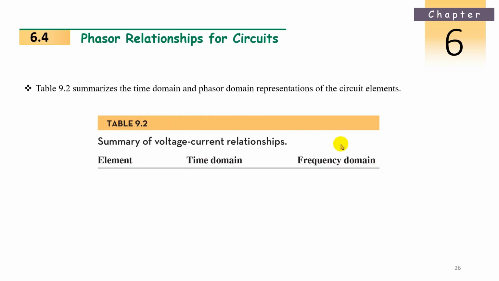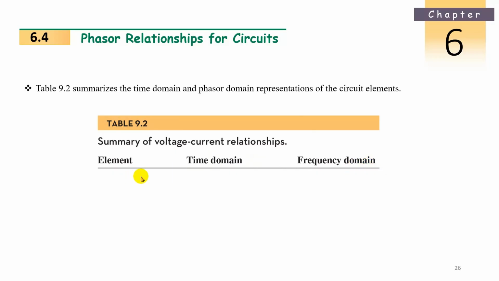Before going to impedance, just recall our old topics in this chapter, chapter 6. We studied the sinusoid, we studied the phasors, and we related these sinusoids and phasors for voltage and current. Then we related these to resistance, inductance, and capacitance in time domain and frequency domain. The time domain is nothing but your sinusoid. Frequency domain is nothing but your phasor.